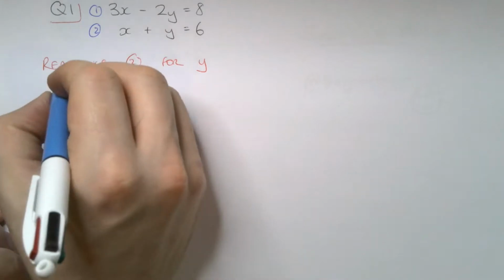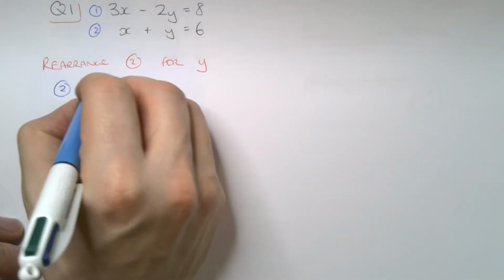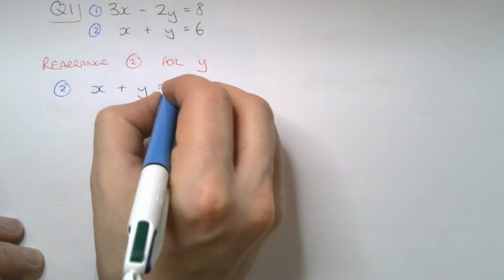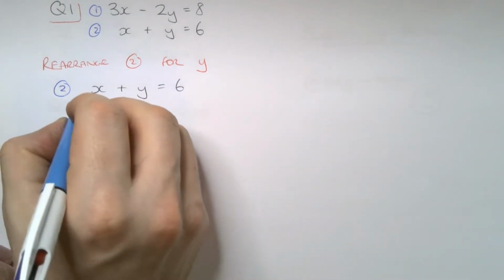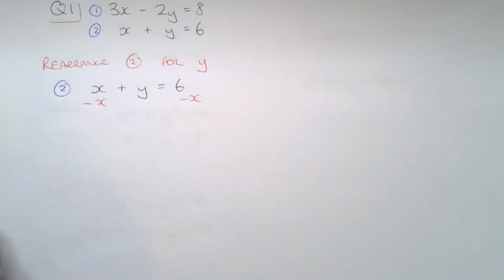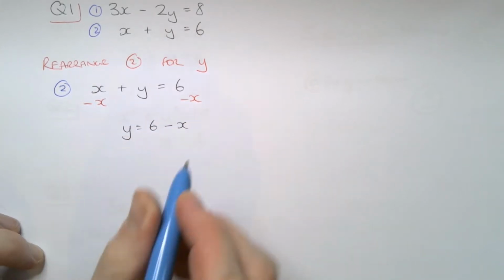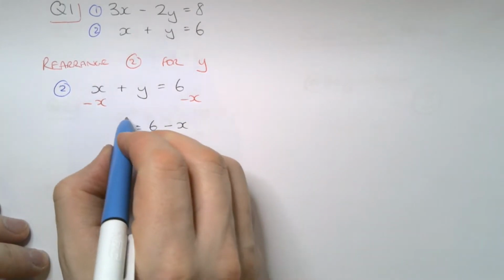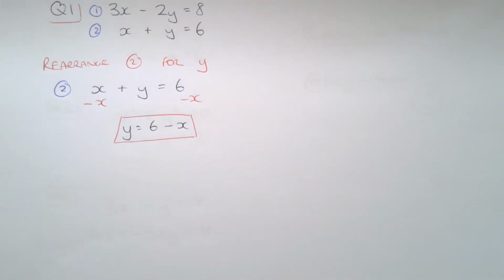So I take my second equation and rearrange it. I've got x plus y equals 6, and I'm trying to get y alone. In order to do that, I have to take x off the left-hand side and do it for both sides. So I end up getting y equals 6 minus x. That's my first part: I'm always getting a variable, whether it's x or y, on its own.